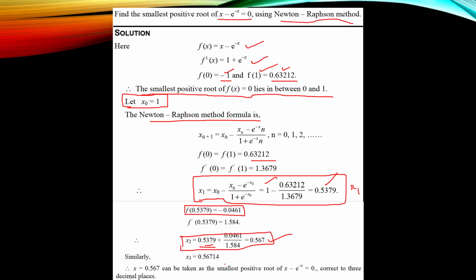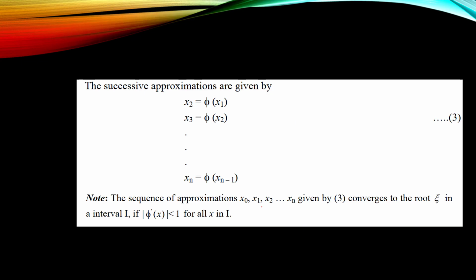In this case, even for the x3 value also we may get the value as 0.567. That means there is a convergence in the third digit. So that tells that the root of the equation x minus e raised to minus x equal to 0 is given by 0.567, and it is based on the assumption that we have to take the value correct to 3 decimal places. So that's about the Newton-Raphson method.